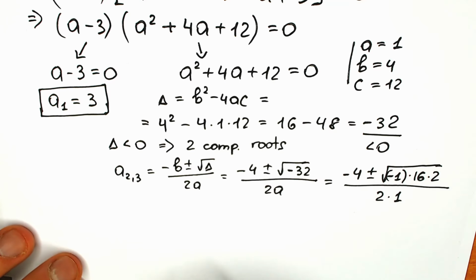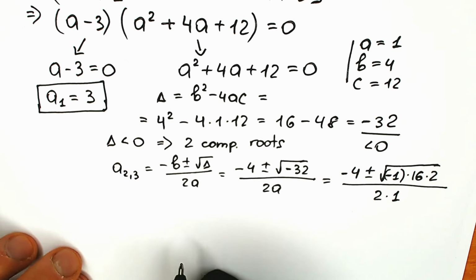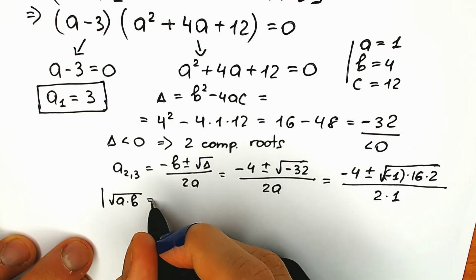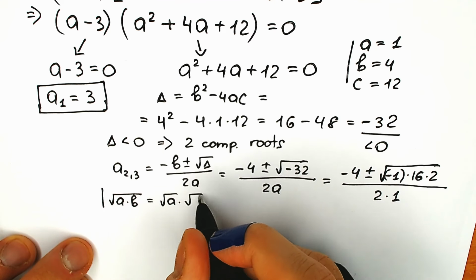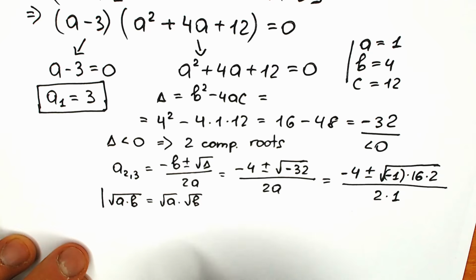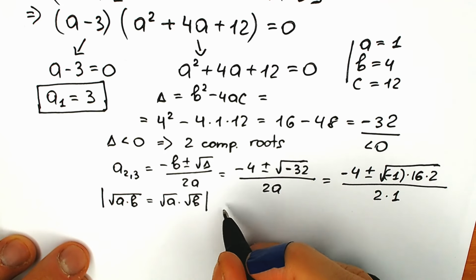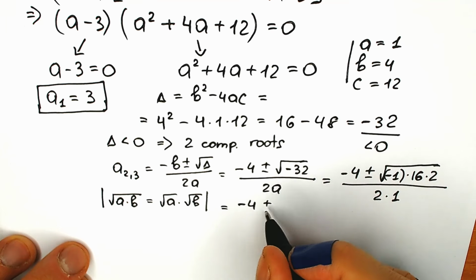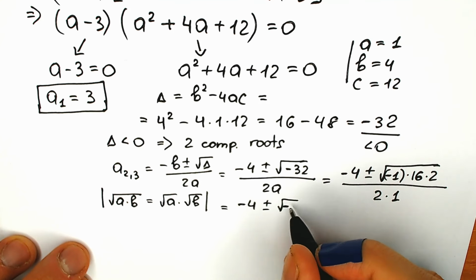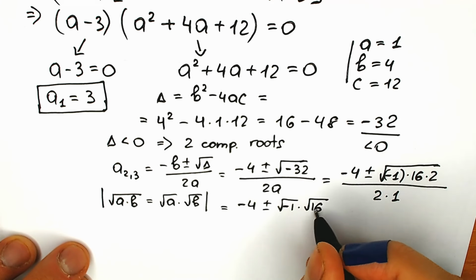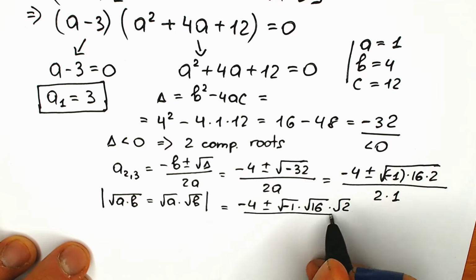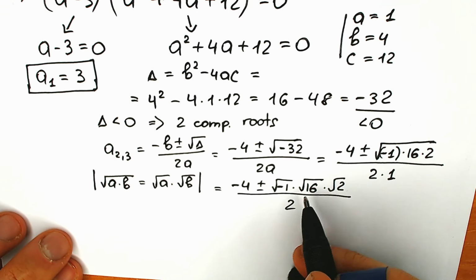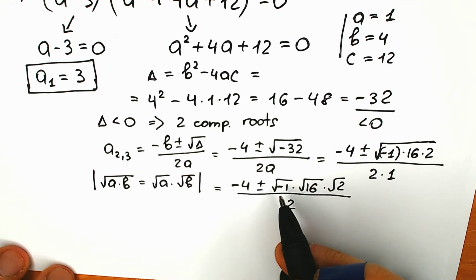Right now there's a really great square root property, because when we have square root of a times b, we can write it as square root of a times square root of b. Okay, really great. And right now, equal to, right here we have minus 4 plus minus, let's split it. So square root of minus 1 times square root of 16 and times square root of 2. But we can simplify a lot from here because square root of 16 equal to 4. This is our imaginary unit. This is our i.